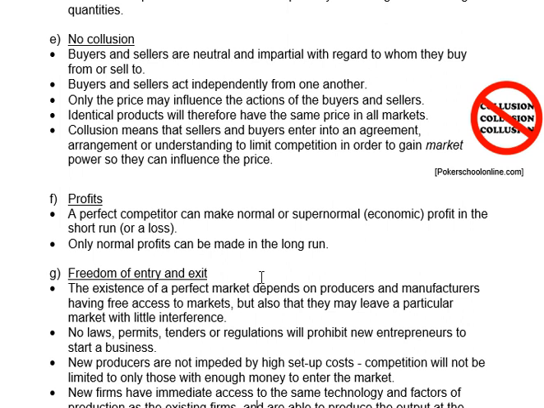So buyers can buy from whoever they want. They're neutral and impartial. They don't care who they buy from because the products are identical and the prices are the same. Sellers are neutral and impartial with regard to who they sell to. They don't care who they sell to as long as they can sell what they have produced to make a profit. Literally in the perfect market, only the price will influence the actions of buyers and sellers. Not the product, not collusion, the price. And the price is determined by the market.